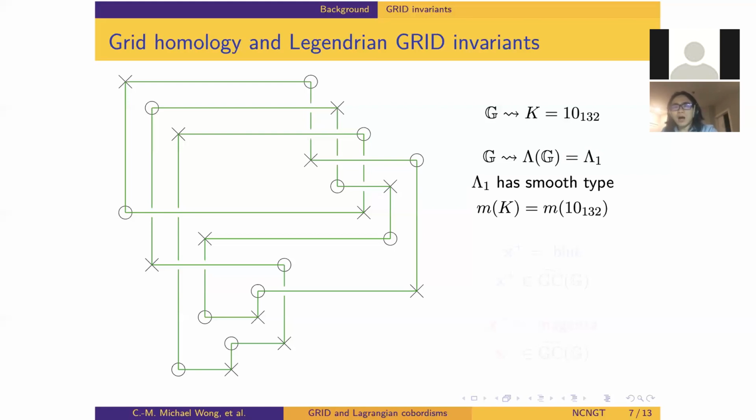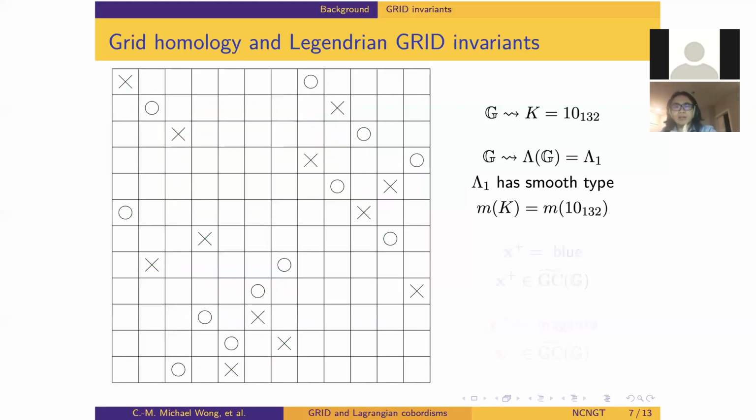Now I want to talk about the Legendrian grid invariants, which are going to live inside grid homology. How do we do that? Now, coming back to the grid, we have seen this set of blue dots before, which is one generator. Now, this generator is somewhat special. It is gotten by taking the top right corner of each X.